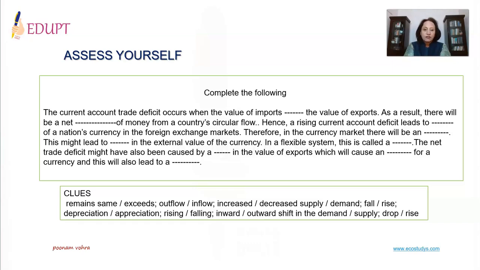The net trade deficit might have also been caused by a dash in the value of exports, which will cause an dash for a currency, and this will also lead to a dash. Clues are: remains same or exceeds, outflow or inflow, increased or decreased supply or demand, fall or rise, depreciation or appreciation, rising or falling, inward or outward shift in the demand or supply, drop or rise.